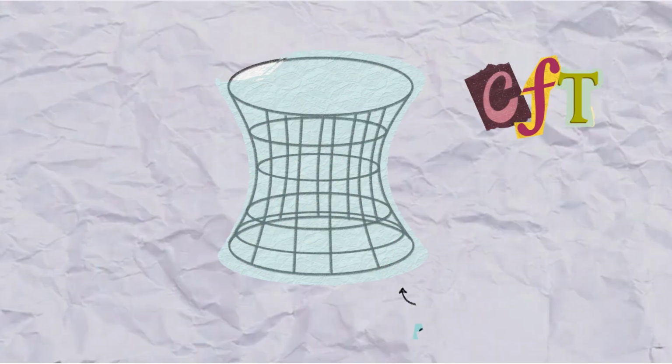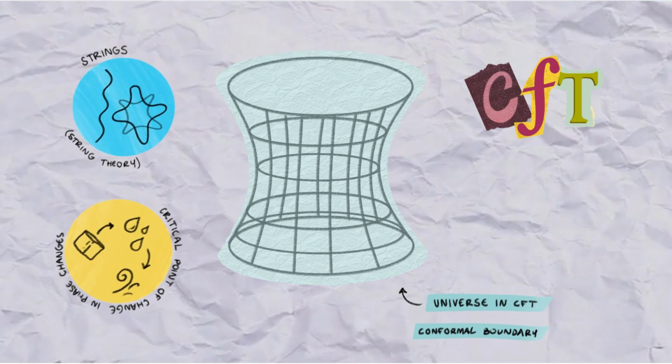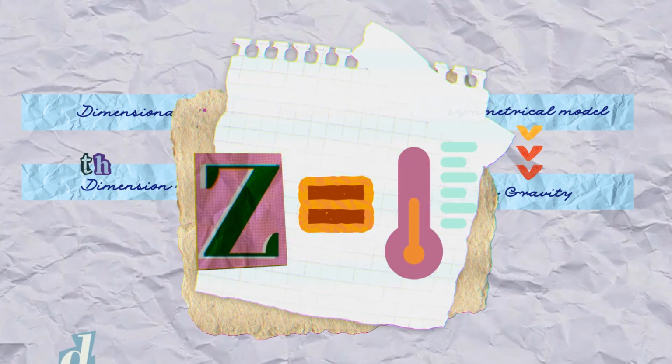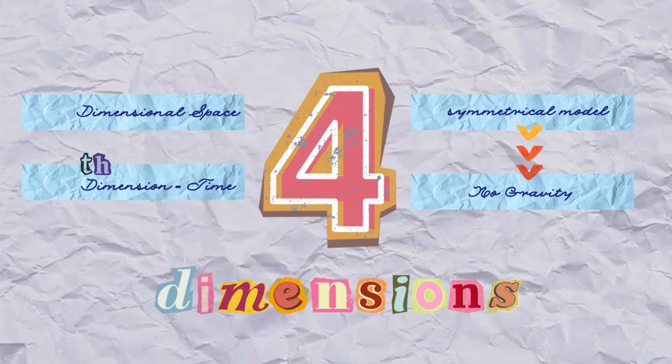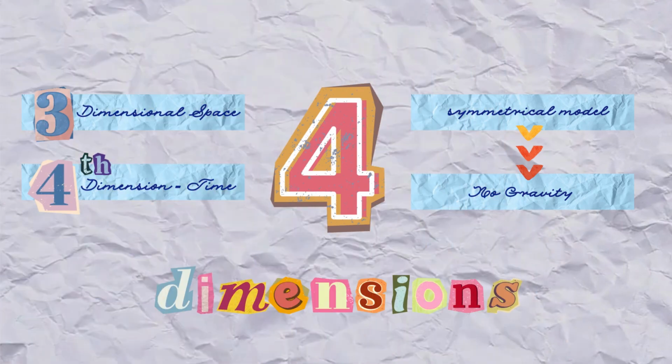This is where CFT, or conformal field theory, comes in. It defines the critical point during phase changes and how strings interact in string theory. The z in AdS represents thermal energy levels in CFT, but CFT is only in 4 dimensions. It has no gravity, and yet it represents the same information as on the AdS boundary, showing that a 4D system can be equivalent to a 5D system, thus proving the possibility of holography.